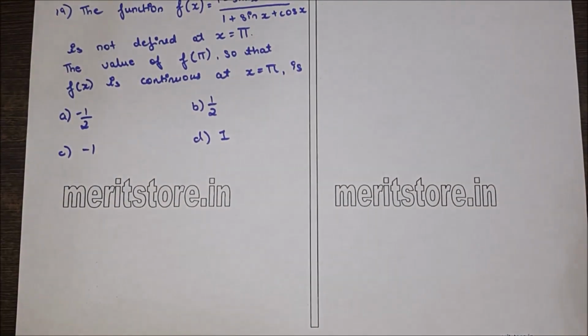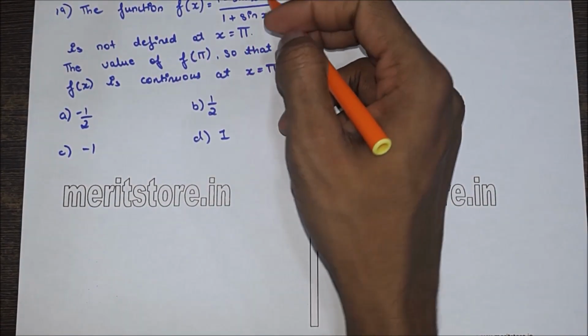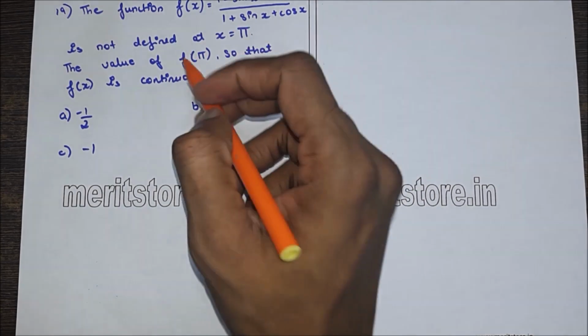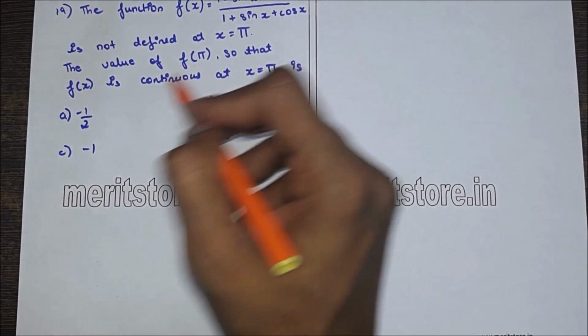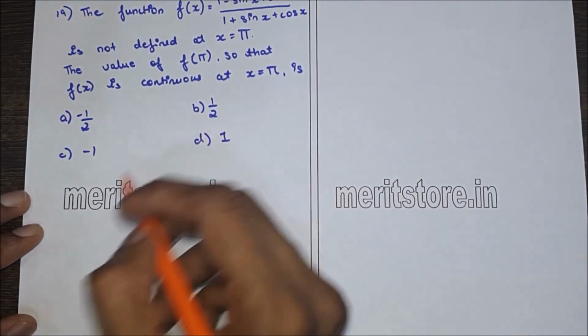Question 19. The function f of x equal to (1 minus sin x plus cos x) upon (1 plus sin x plus cos x) is not defined at x equal to pi. The value of f of pi so that f of x is continuous at x equal to pi is, we are given 4 options.